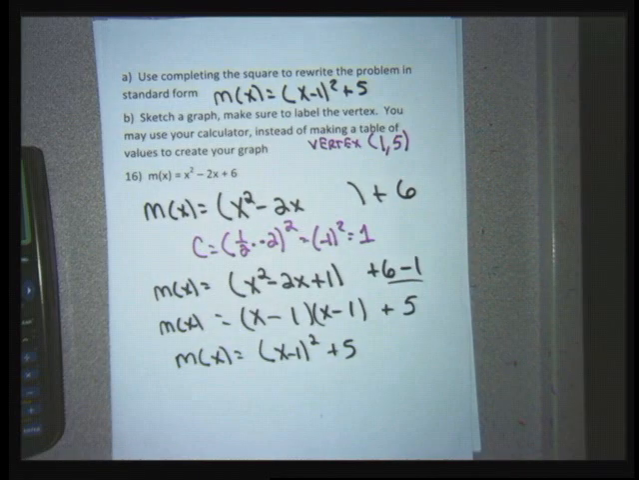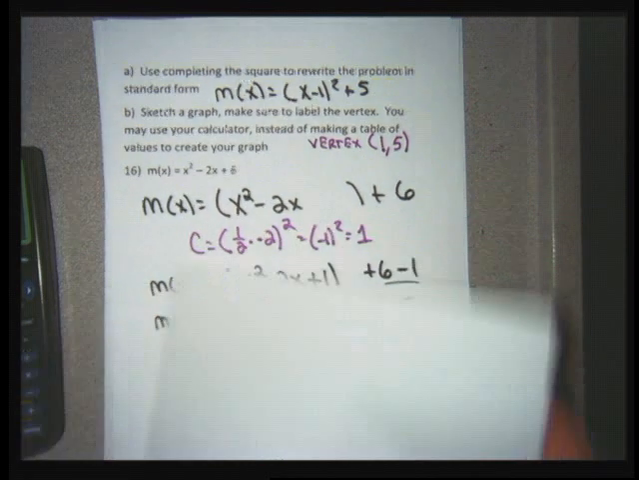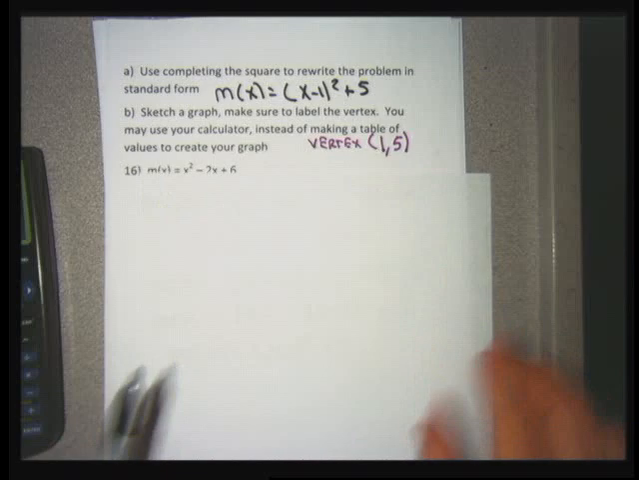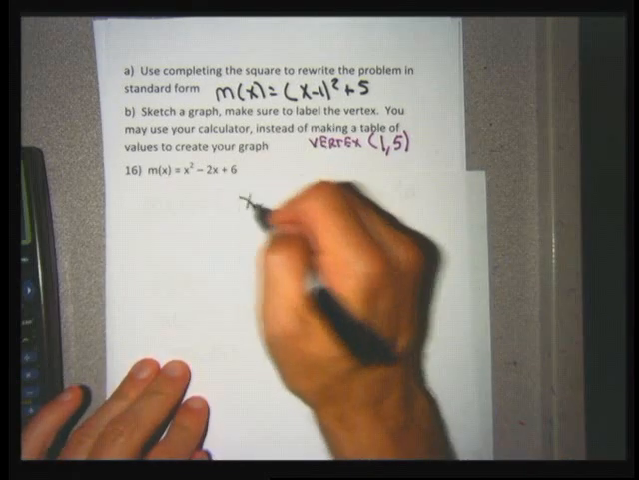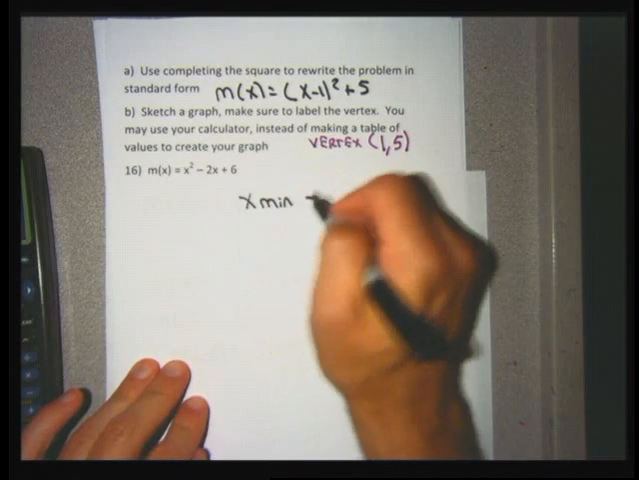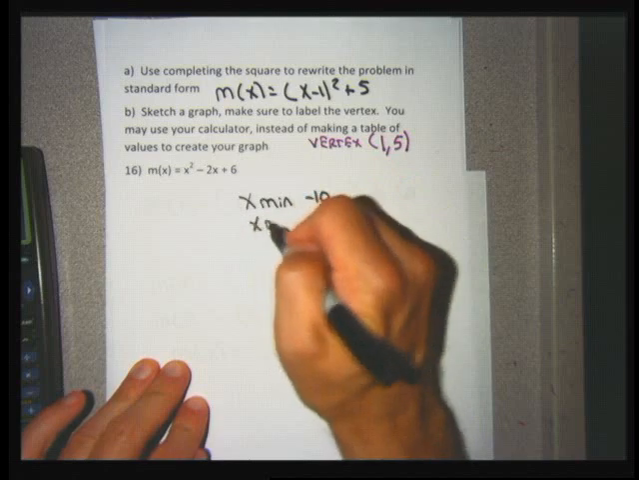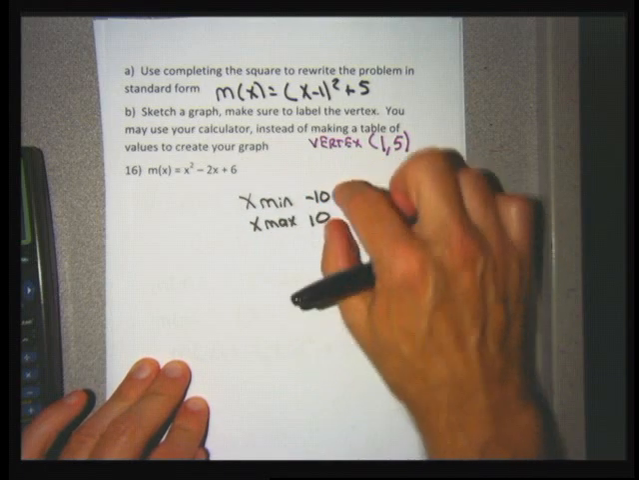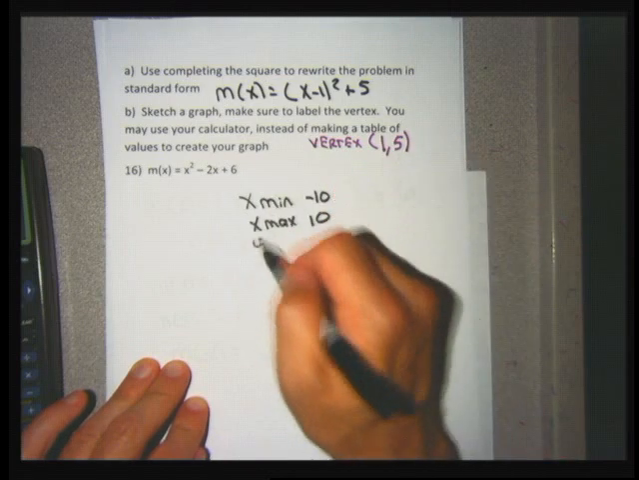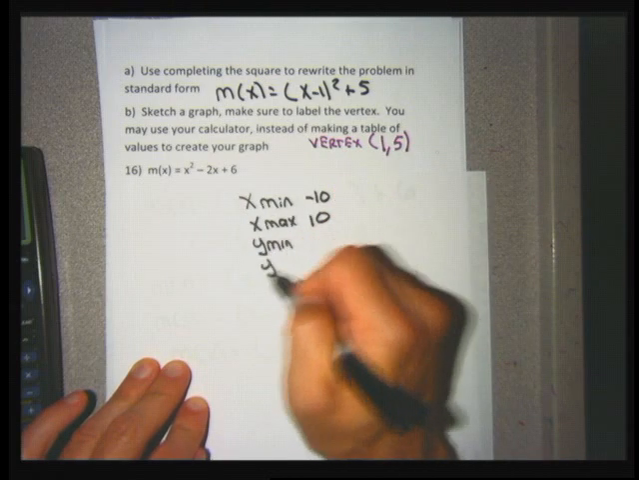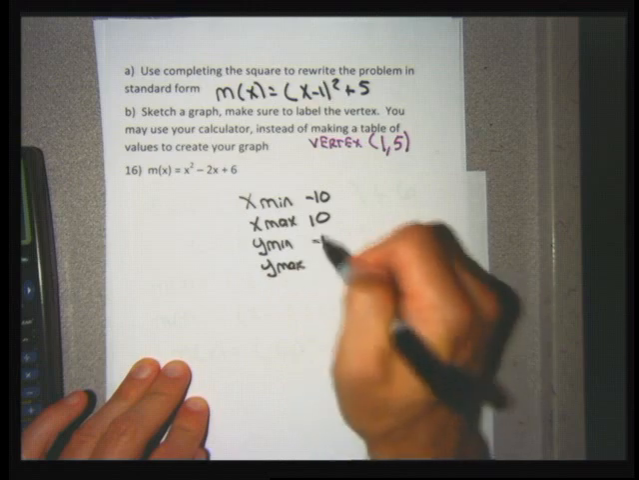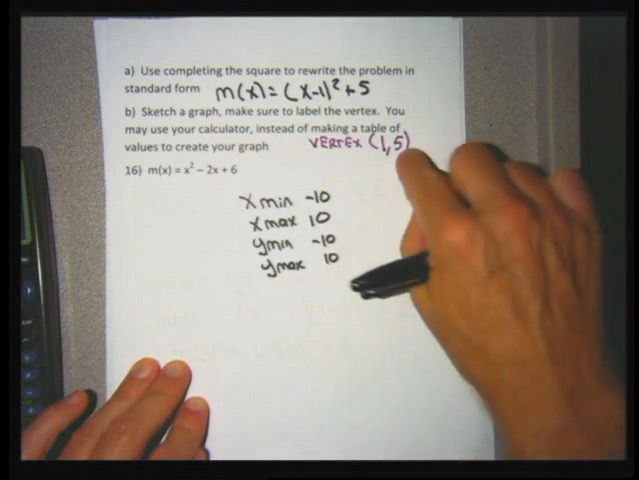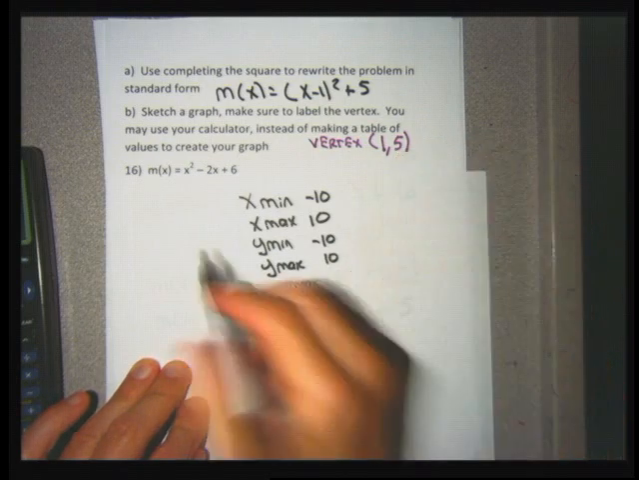The vertex is going to be at 1, 5. So when I go to graph this, the vertex being at 1, 5, I'm going to put back to my standard window. I'm going to go x min -10, x max 10, because my vertex is at 1 for the x. -10 to 10 will show the vertex. Similarly, I'm going to go y min and y max back to -10 to 10, because that covers up the 5. And I'm going to graph both functions.